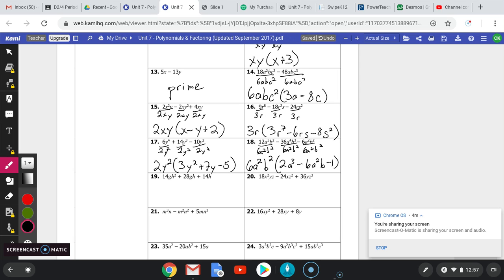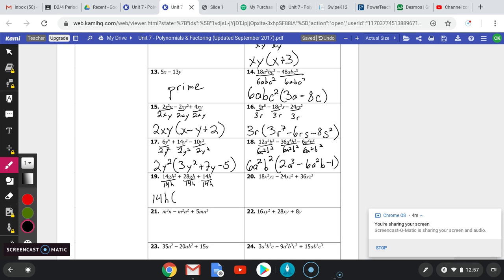If I look at number 19, the greatest common factor of 14, 28, and 14 is 14. There's not a g in all 3 terms, so I can't do that. But there is an h in all 3 terms, so I can factor out h. So divide each term by 14h.